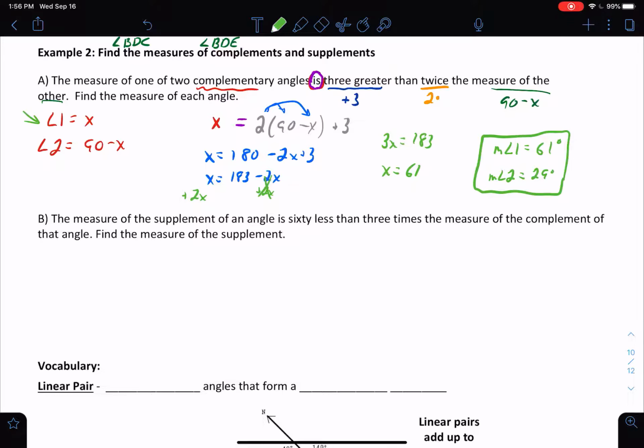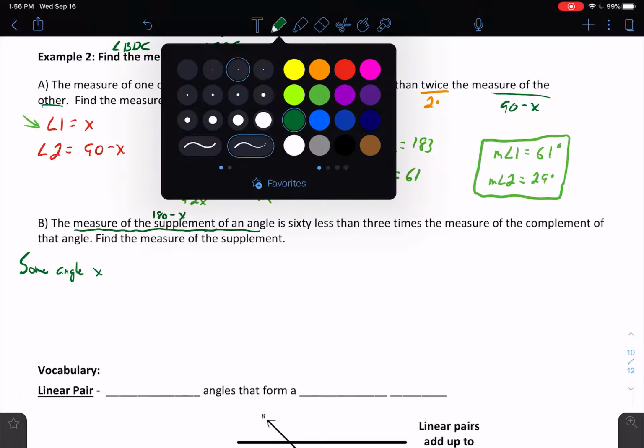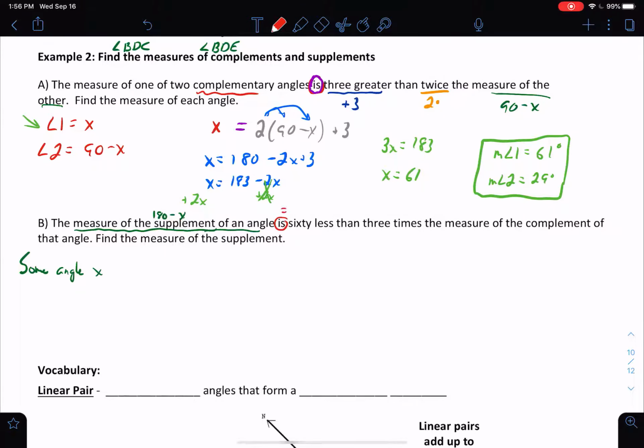The measure of the supplement of an angle. Actually, before I break it down, let's read the whole thing. The measure of the supplement of an angle is 60 less than 3 times the measure of the complement of that angle. So we got some angle x. The measure of the supplement of that angle is going to be 180 minus x. That's how we find the supplement of an angle. We see "is," so that's going to be our equals.